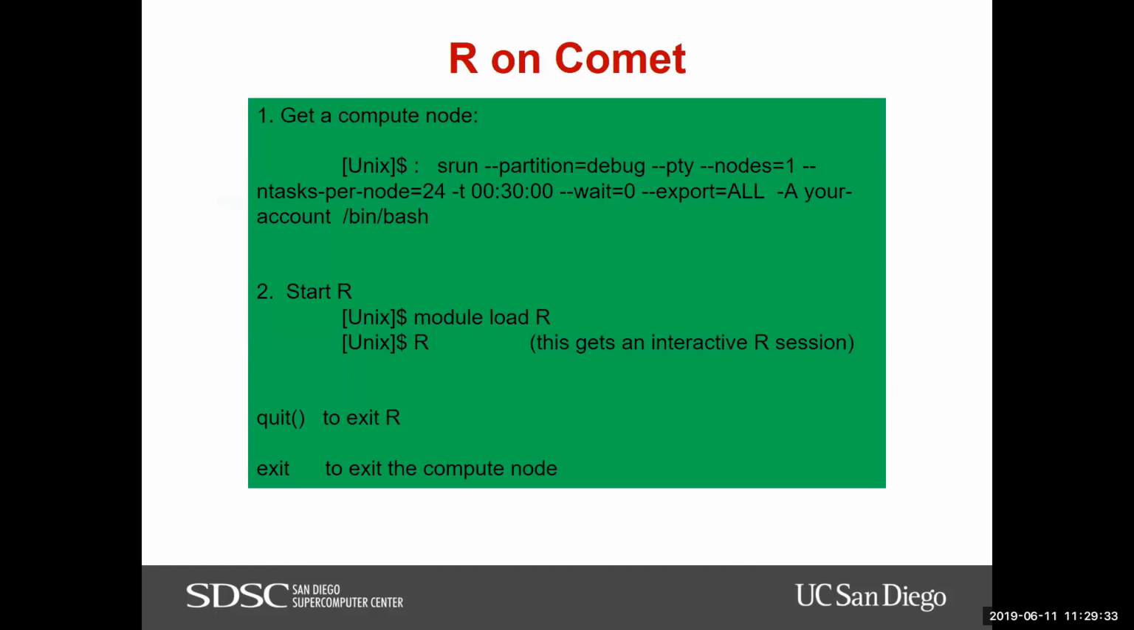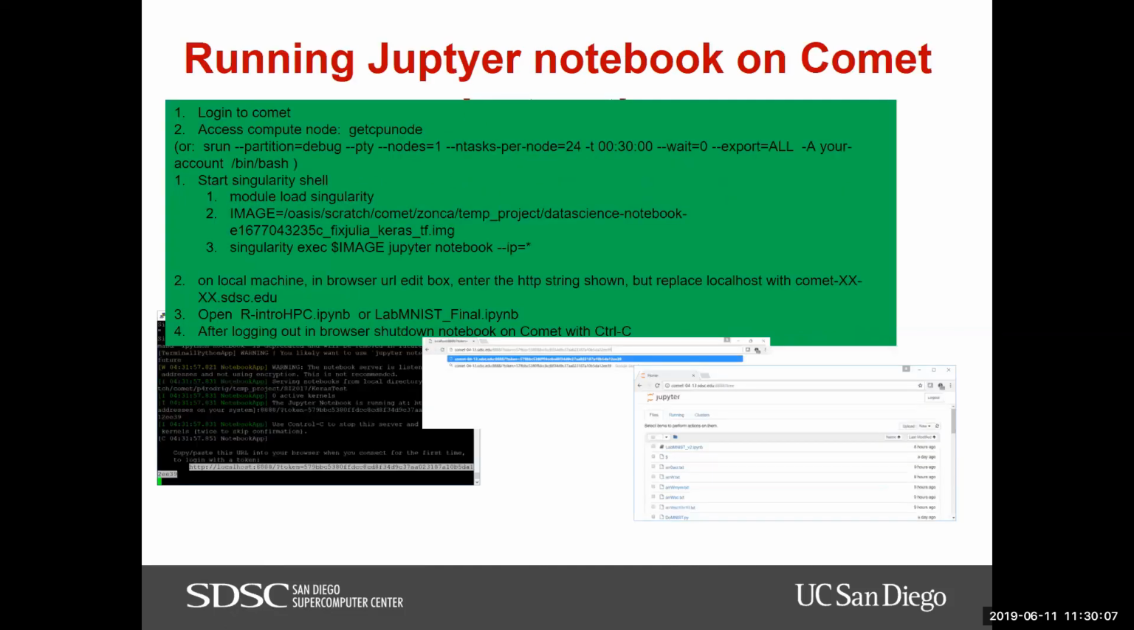I'm going to switch gears now and talk a little bit about R, and we'll go through an example on clustering and SVD. When we use R on Comet, typically I get a compute node, load the module, and execute R, and it gives you an interactive session. When you exit R, you do a quit, and you exit the compute node. That's a basic way to get an interactive session with R.